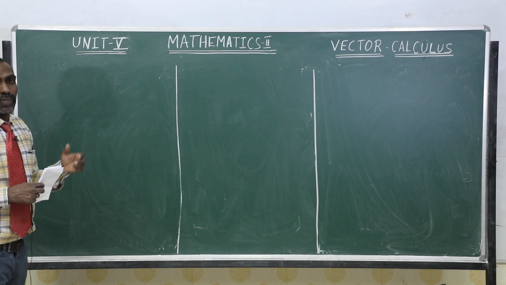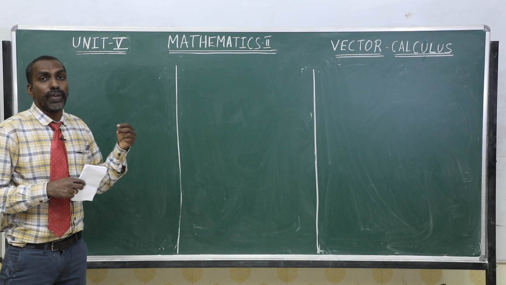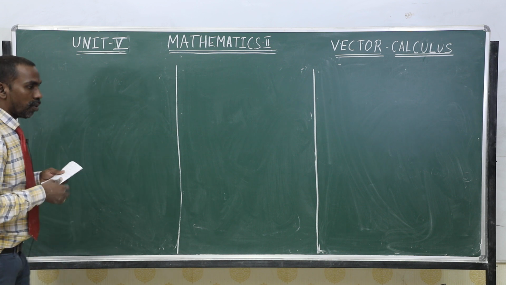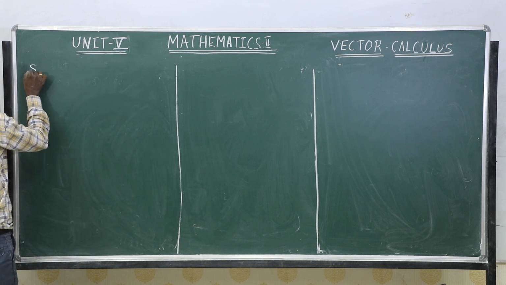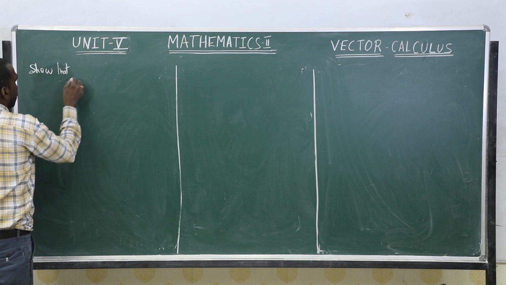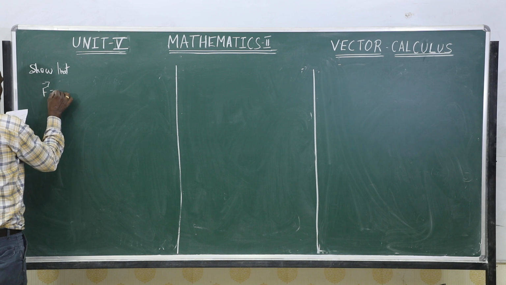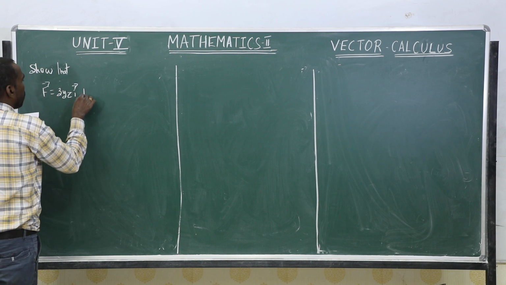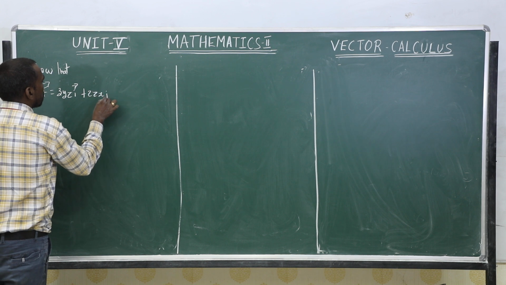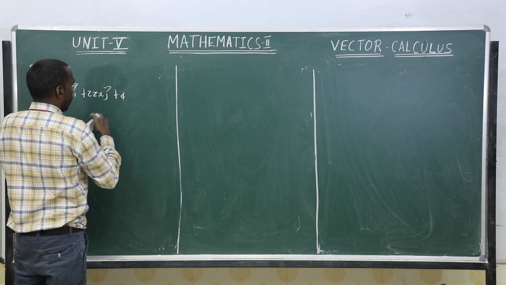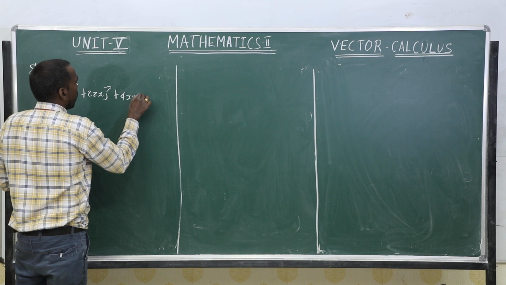Now we have to discuss irrotational fields, but you have to prove that it is not irrotational. How should we prove it? By doing this problem. So what does the problem mean? Show that F vector equals 3yz i vector plus 2zx j vector plus 4xy k vector.